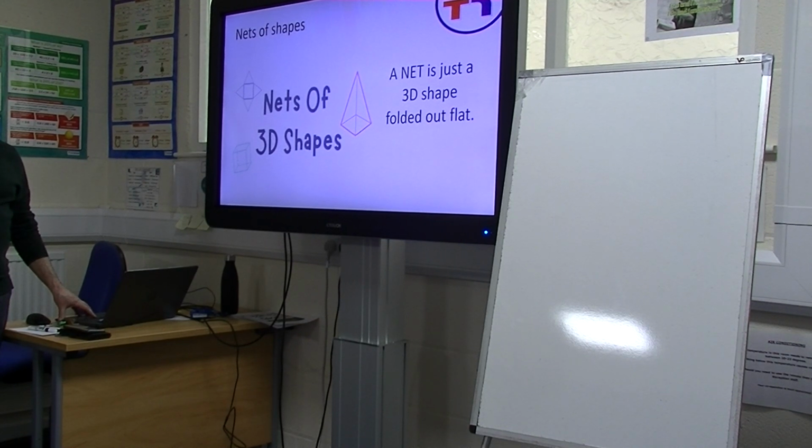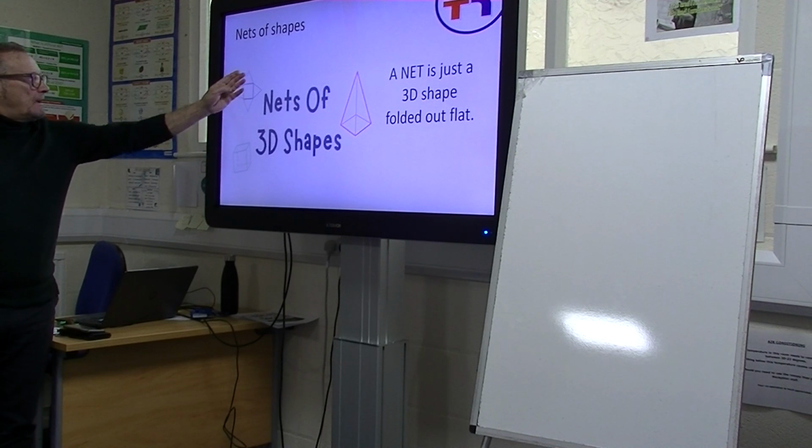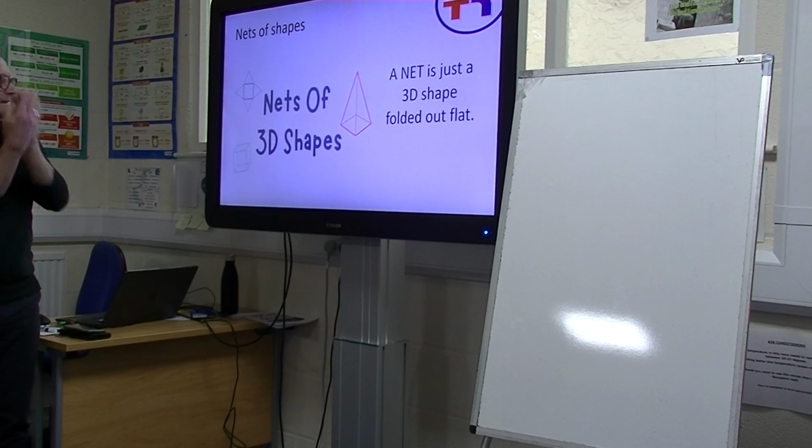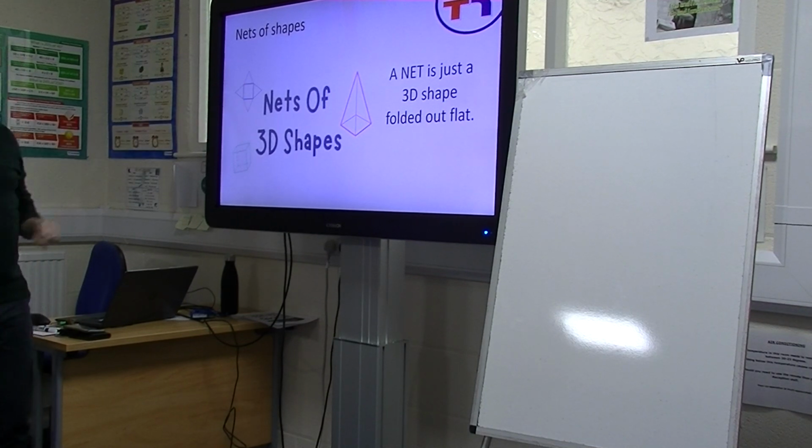Nets. Okay. Not dead common in the exam, but we need to know what they are. A net is just a 3D shape that's been folded out flat. So for example, that's a pyramid. Yeah? There's the square base, there's the 4 sides. If we were to fold it all back together, it would look like that. Yeah?